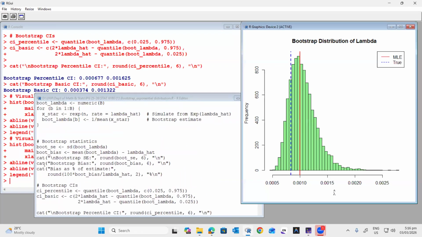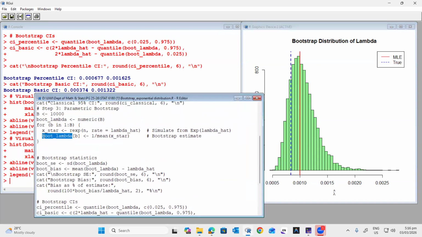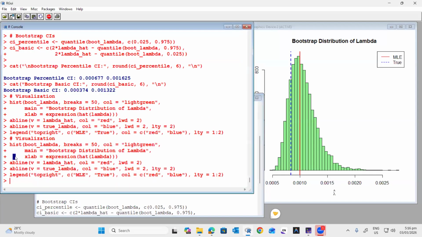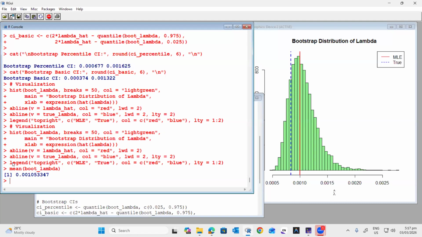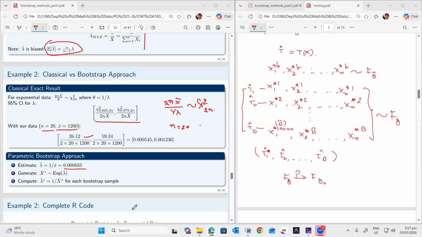So you can find the mean of boot lambda. We can check what the mean of boot lambda is. That is 0.001053. Because of the heavy tailedness, you have some very heavy tail values, so you need to replicate it more number of times. At that time you will get the exact one. That's why you are not getting the exact values, because it is quite heavy-tailed here.